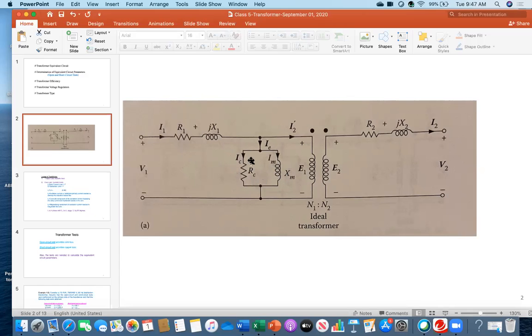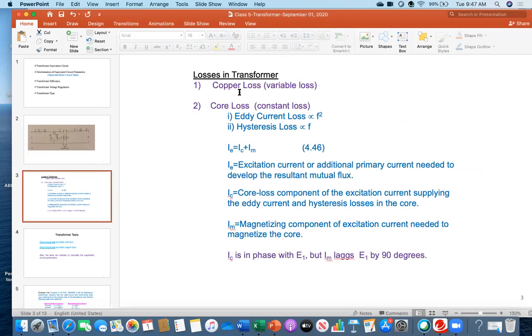So in the next slide, I think I have explained this one. Everybody see? In a transformer, there are two types of losses. One is called copper loss, which is called variable loss. The other one is called core loss, which is treated as constant loss.